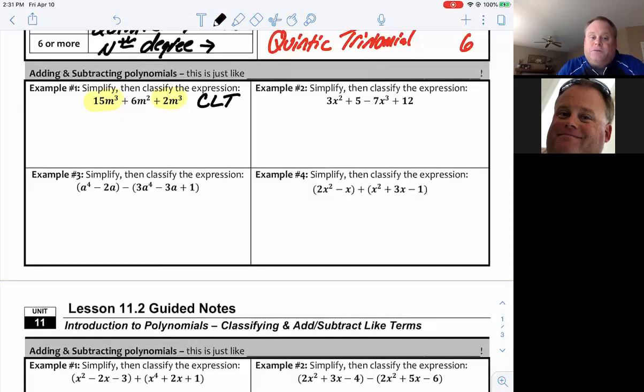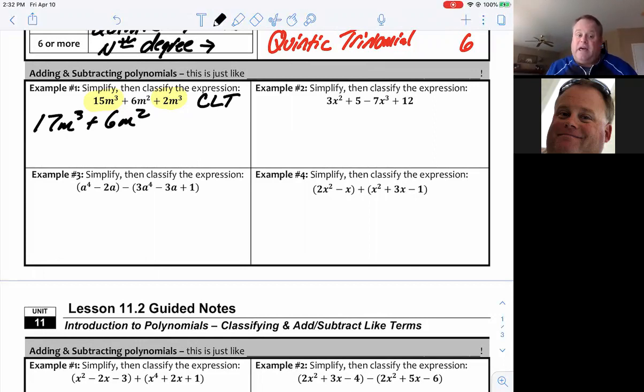And why are they like terms? Because they both have the same variable with the same power, a power of 3. So 15 plus 2 is 17. When I combine, this becomes 17m to the third plus 6m squared. M to the third and m squared are not like terms, so I can't add them together, like making this 23m to the fifth. I can't do that, and you should know that because we just did properties of exponents. So now I have simplified this.